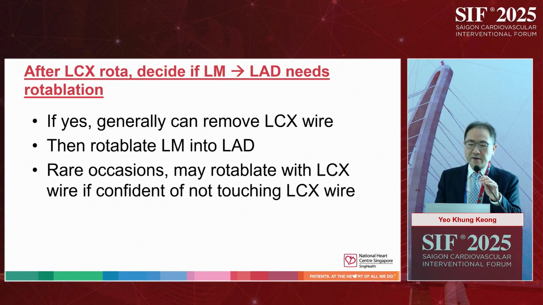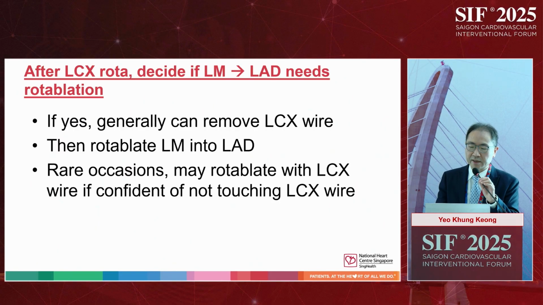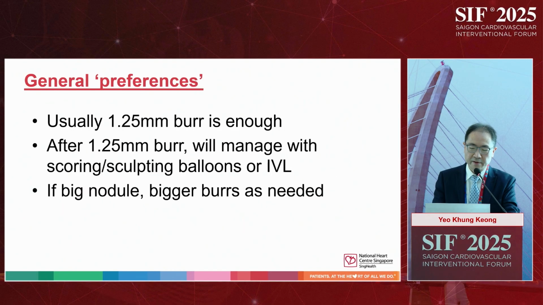After rotablating the circumflex, we then have to decide whether the LED needs rotablation. If yes, we generally can remove the circ wire and then rotablate the left main to the LED. But on very, very rare occasions, you can rotablate the LED if you are confident of not touching the circ wire, and I'll show you an example of that.